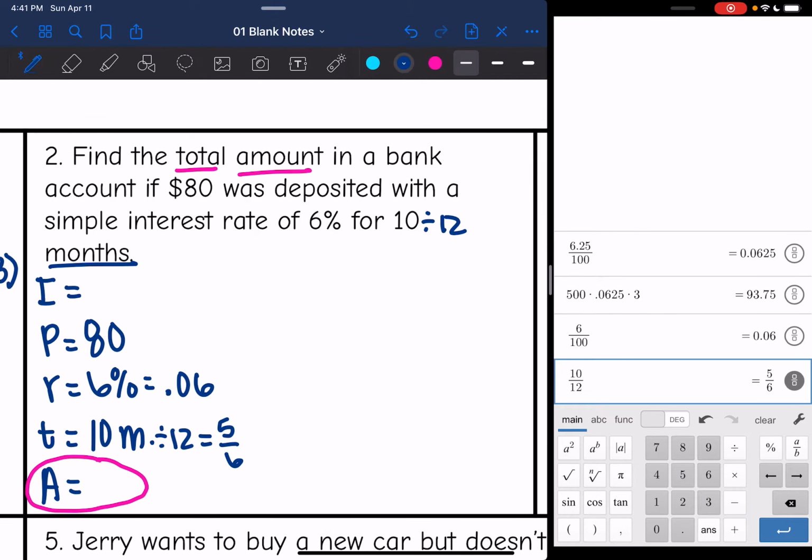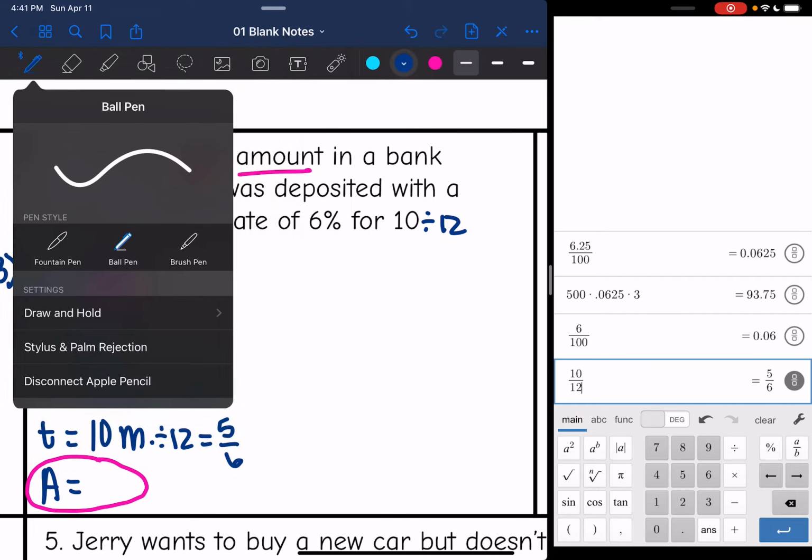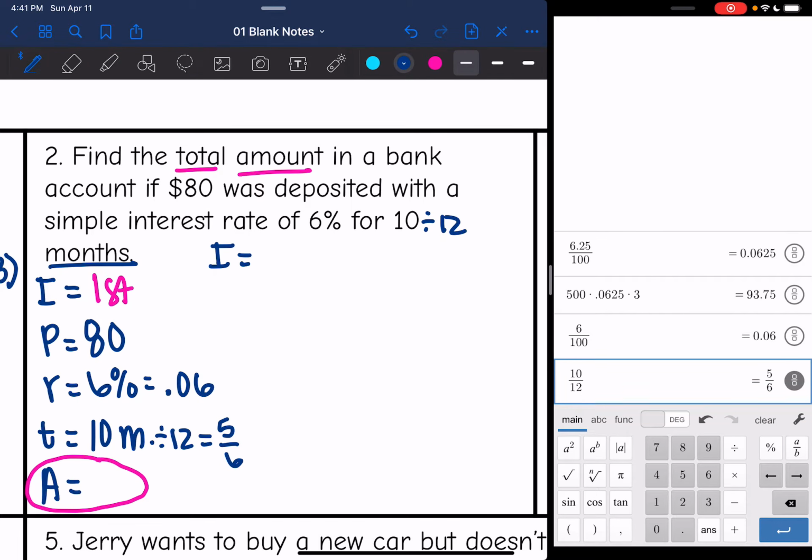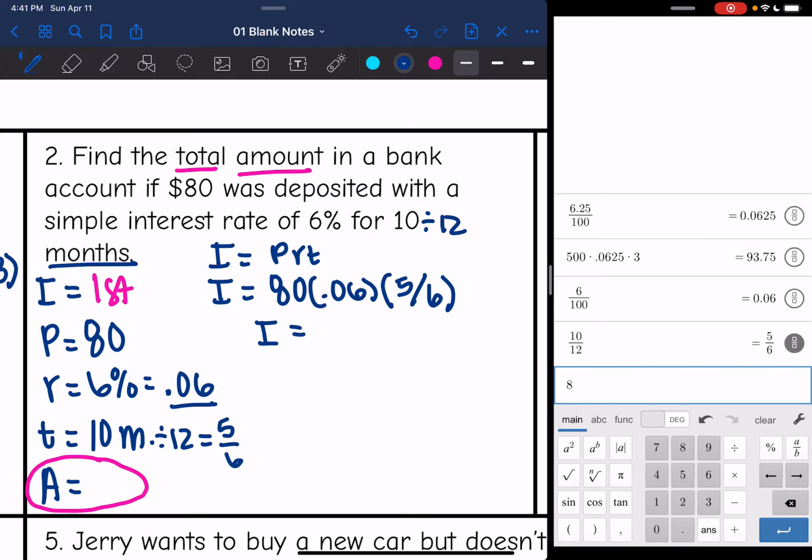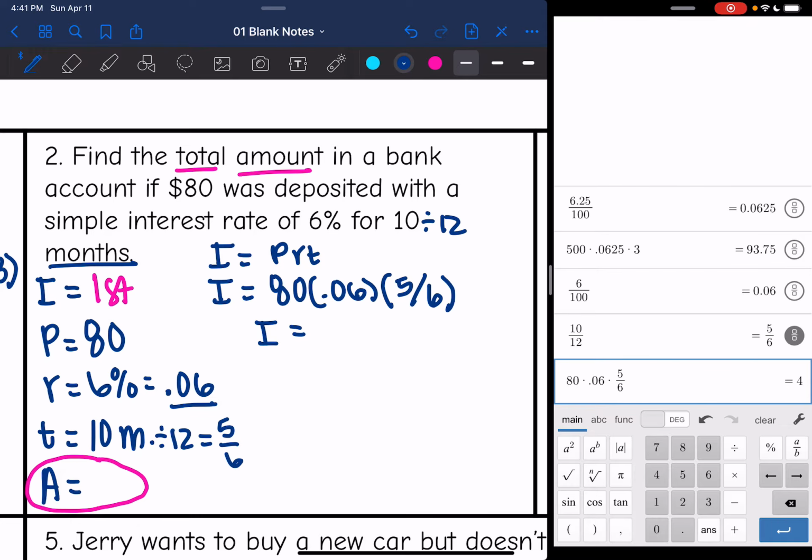So even though this one is asking for the total amount, I'm going to have to find the interest first. So we're going to find the interest first by doing I equals PRT. So it'll be I equals, the principal was 80, times my rate of 0.06, times the time of 5/6. And let's figure out what the interest on this account would be. 80 times 0.06 times 5/6 is 4. So they earned $4 in interest after 10 months.